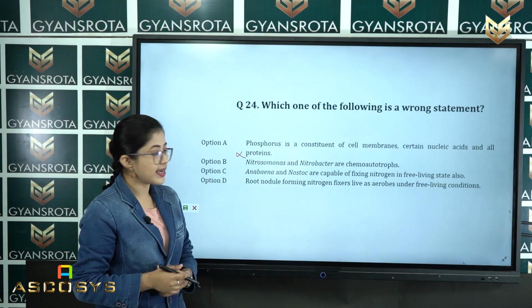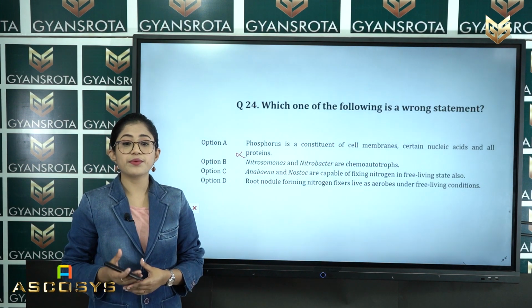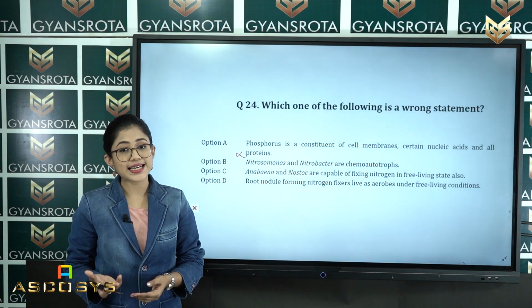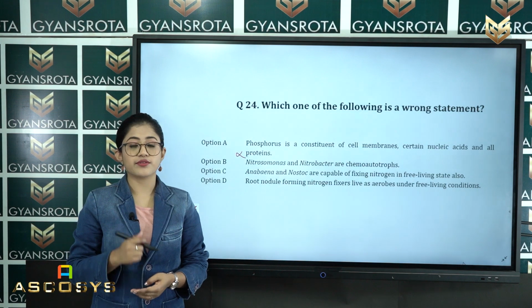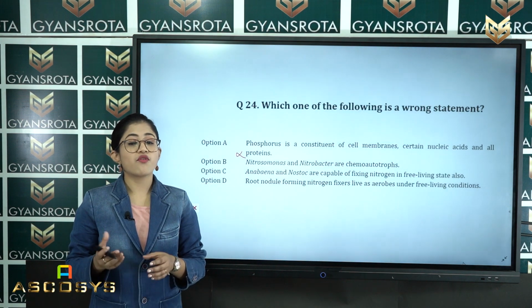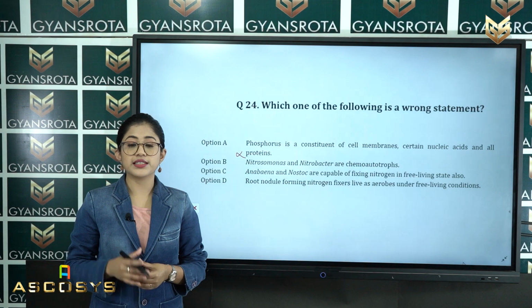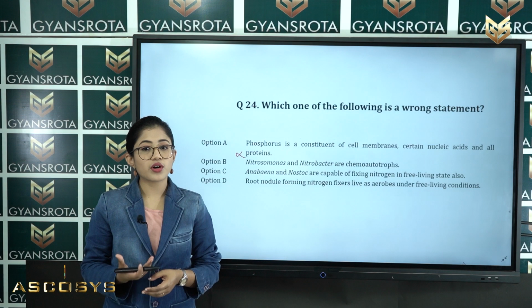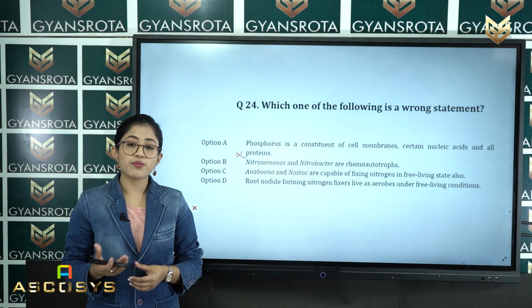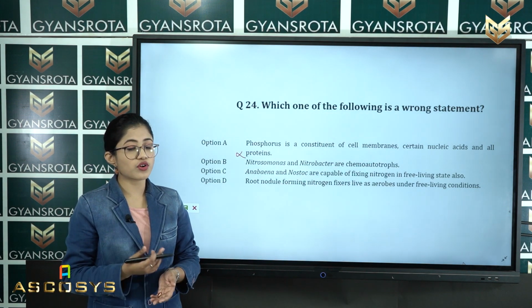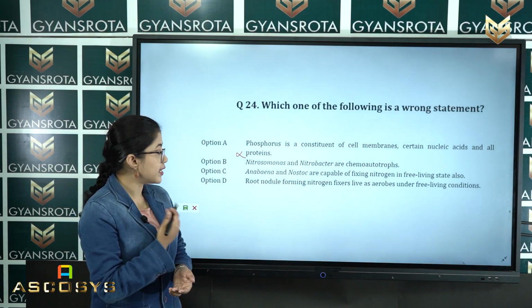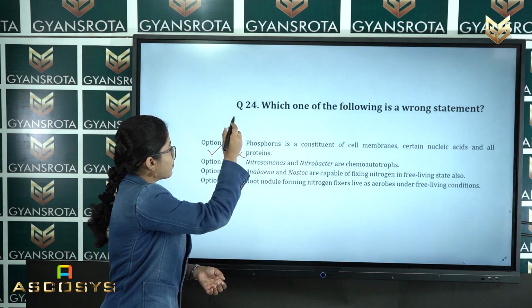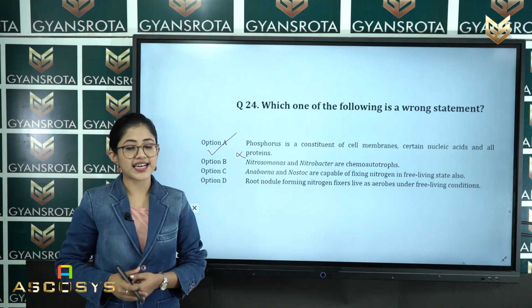Next, option number C, Anabaena and Nostoc, these are capable of fixing nitrogen in free living state also. That is also a correct statement. And in option number D it is written root nodule forming nitrogen fixers live as aerobes under free living conditions. That is also a correct answer. We have discussed about root nodule, that is in the chapter biomolecules. So, what is the correct answer among these four options? The correct answer is B, C and D, which means the wrong statement is only one, that is in option number A. So, option number A is the correct answer.